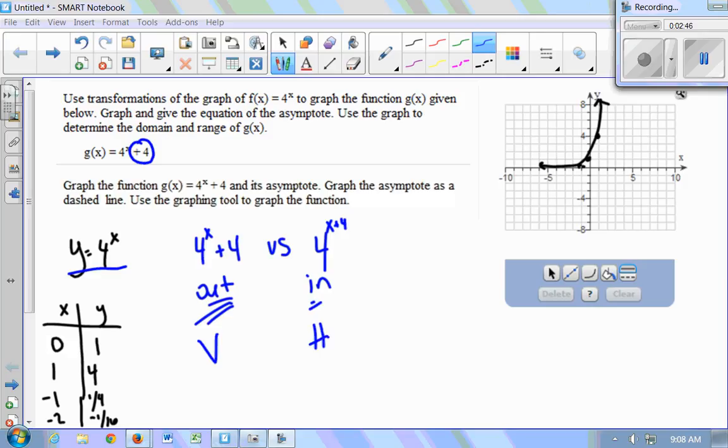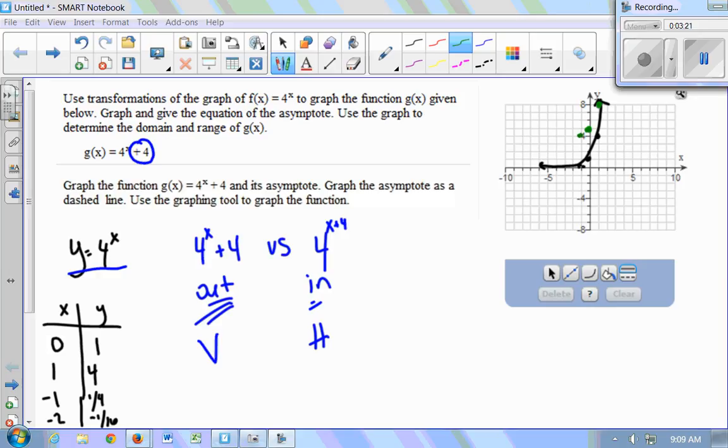Okay. So this is a vertical change. Adding and subtracting means shift. So this is going to shift up 4 units. Okay, so I'll choose a different color to do this one. So this was at 0, 1. Now it's going to be at 0, 5 because it's going to go up by 4. And this was at 1, 4. Now it's going to go 1, 8 because you have to add 4 to the y-coordinate. And instead of -1, 1/4, it's going to be -1, 4 1/4.